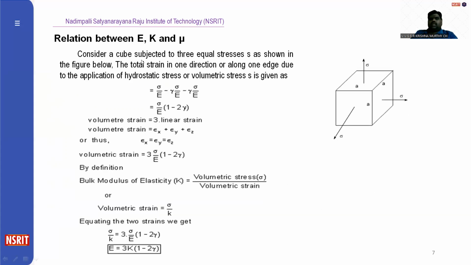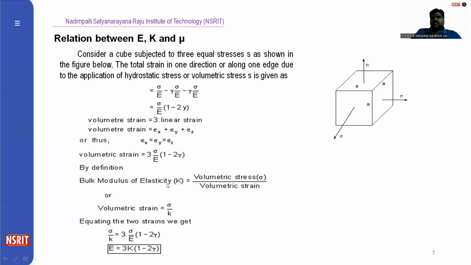Similarly, with respect to E, K and mu, let us consider a cube with sides A. The strain in the x direction is sigma by E minus mu times sigma by E for the other directions, so sigma by E into 1 minus 2 mu. Volumetric strain is 3 times the linear strain for a cube. So volumetric strain is equal to Ex plus Ey plus Ez, and as it is a similar shape and cross section, Ex is equal to Ey equal to Ez. So it is 3 sigma by E into 1 minus 2 mu.